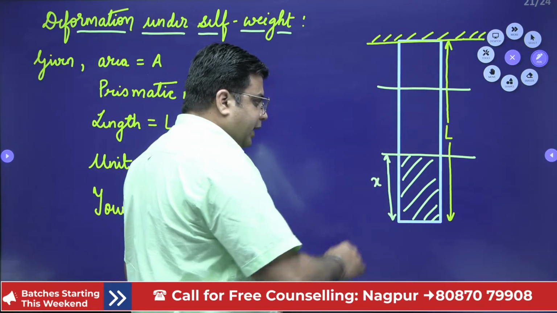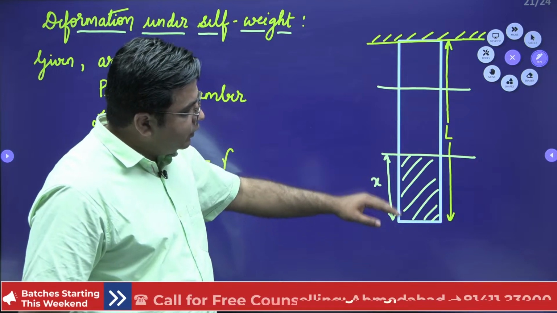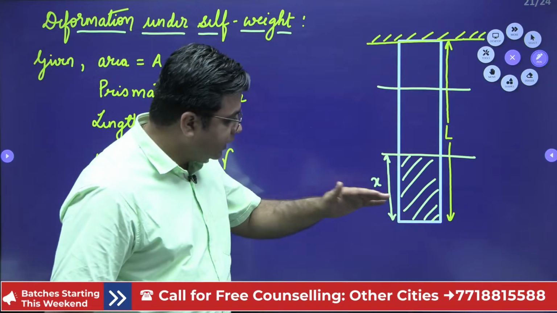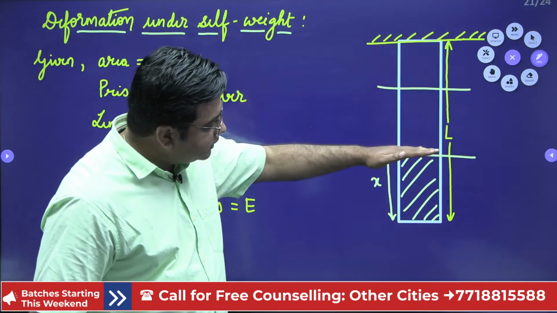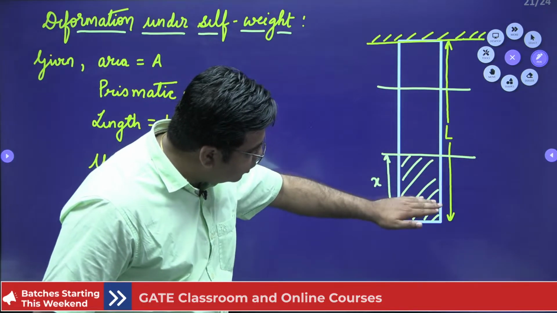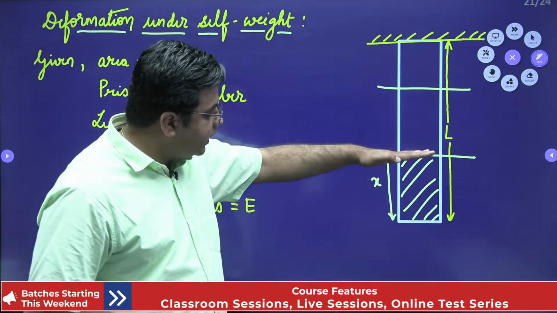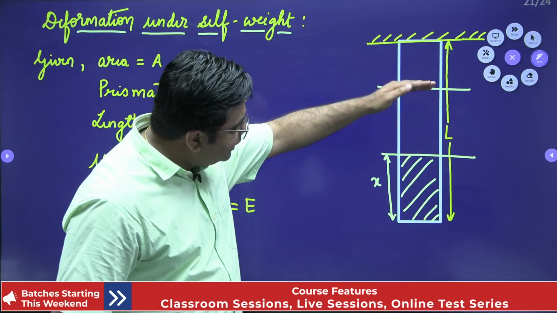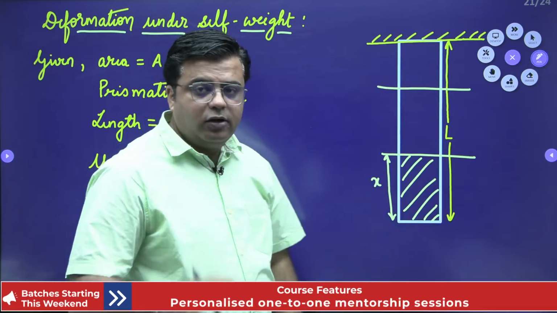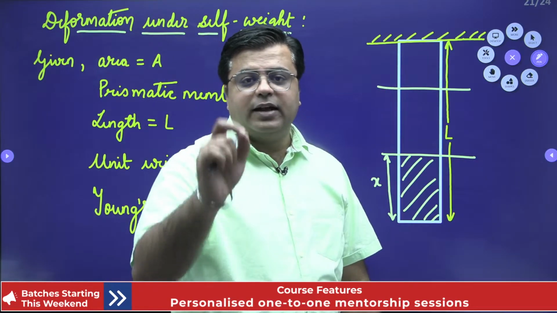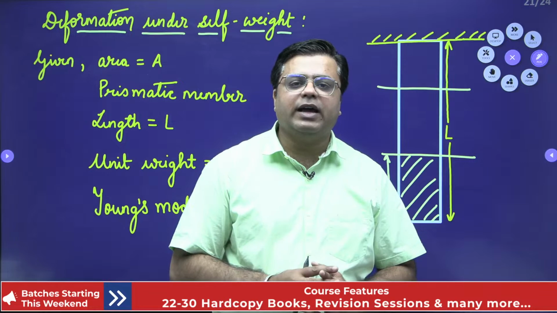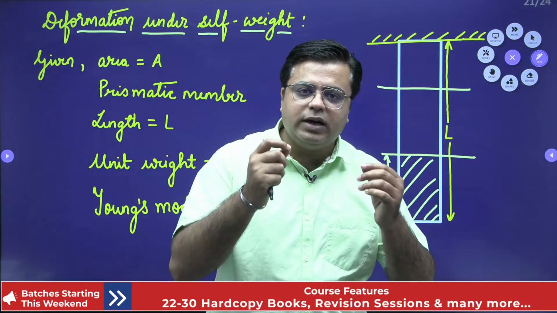So we need to find the total elongation of this member under its self weight. Understood the situation? Whenever you go by a certain height in the member, the amount of weight that is hanging below the section will increase. So as you keep on moving, the weight hanging below it will increase. So in the entire length, the load is not constant. And when the load is not constant and we need to calculate the deformation, the only technique that we have is to integrate the total deformation.